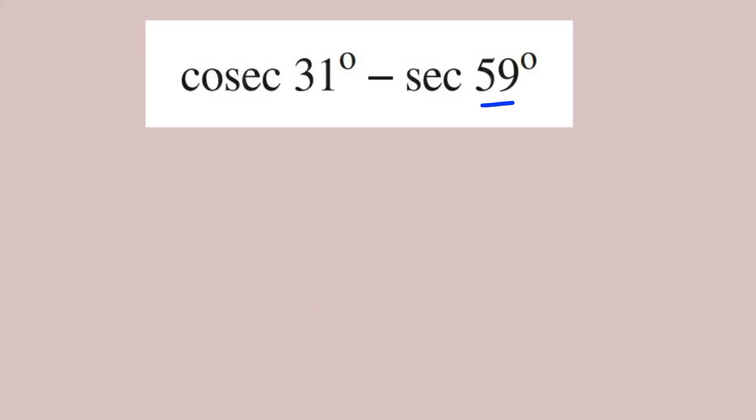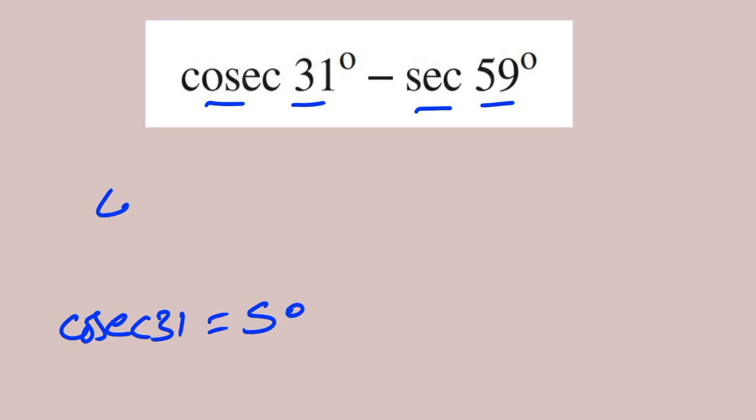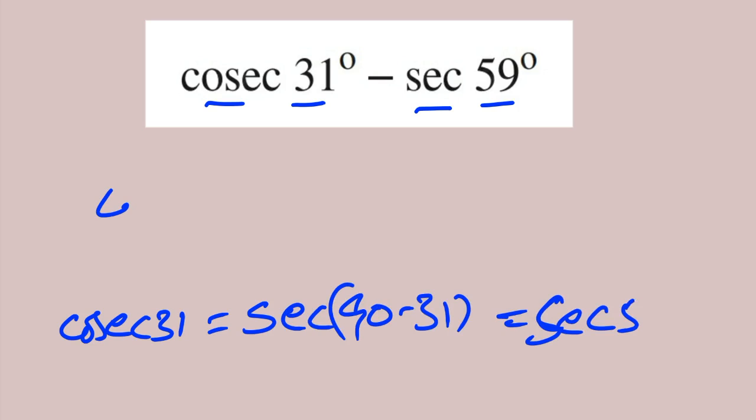Yes, here 59 and 31 both are complementary angles, because 31 plus 59 is 90. And coming to ratios, cosecant and secant are each other's complementary ratios, right? So one of the ratios is converted into its complement. So cosecant 31 is equal to secant (90 minus 31). So 90 minus 31 is what? Secant 59. That means cosecant 31 equals secant 59.